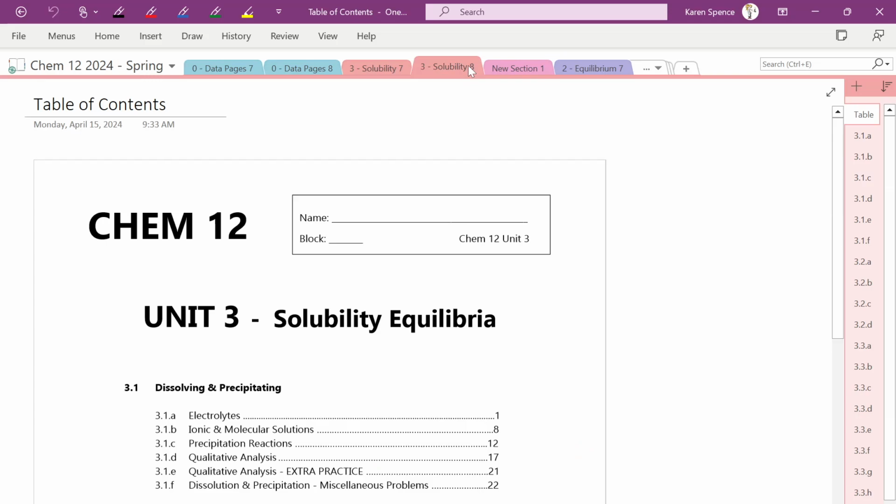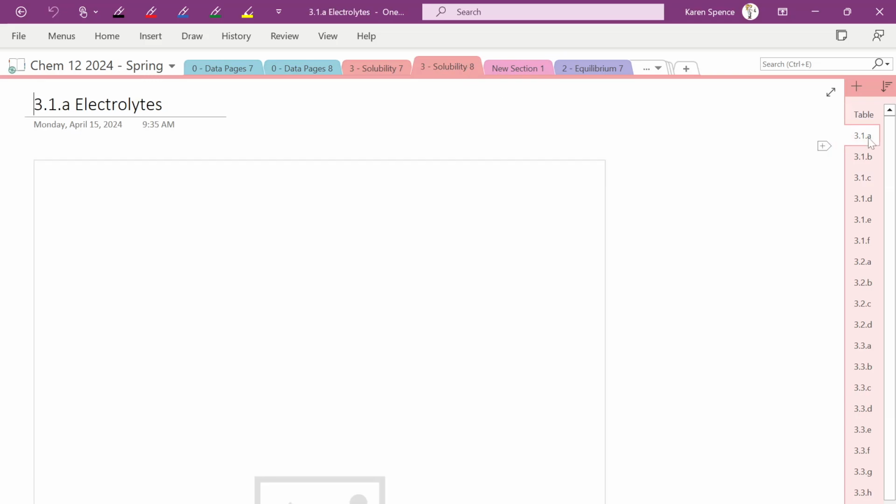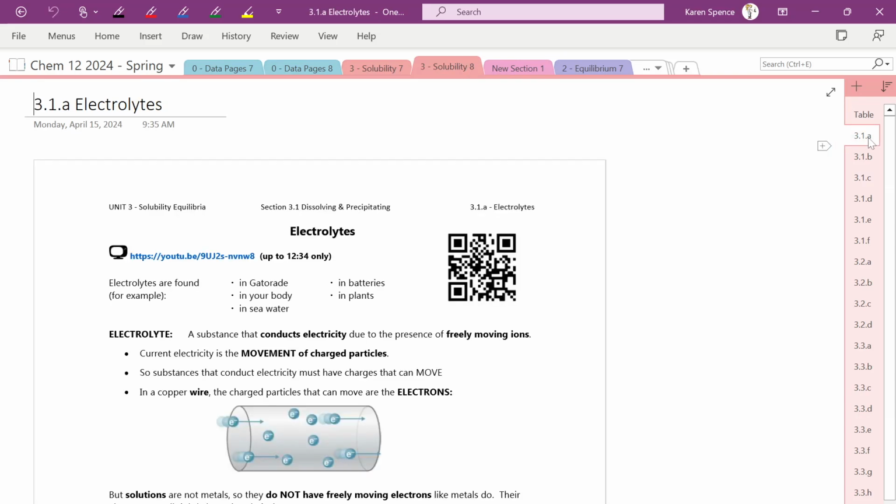So we're going to start on page 1. Okay. And you'll actually find that the first section, 3.1, 3.1a, b, and c are all review of things we've already done.